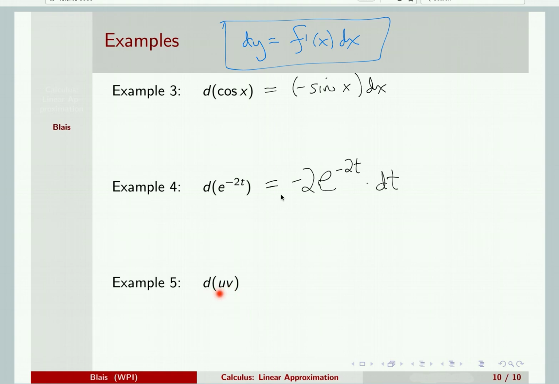And if we wanted something like the differential of u times v, this would be our product rule. First times the differential of the second plus the second times the differential of the first. And again, this is something that you will use much more when you study integral calculus. So you'll see this again.